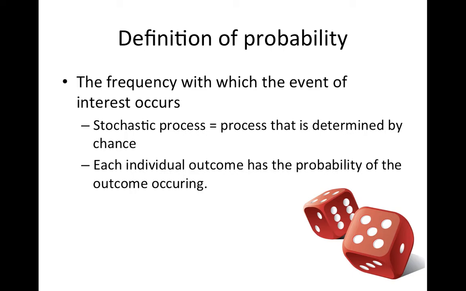The definition of a probability is the frequency of which an event of interest occurs. For example, the frequency you get a 6 when you roll a die. And this implies that we are looking at a stochastic process, that is a process that is determined by chance, like the roll of a die. And it also implies that each individual outcome has the probability of the outcome occurring. And what that means is that each time you roll a die, the probability of getting a 6 is 1/6. And if you roll a die 100 times, you will get 6 approximately 1/6 of the times.